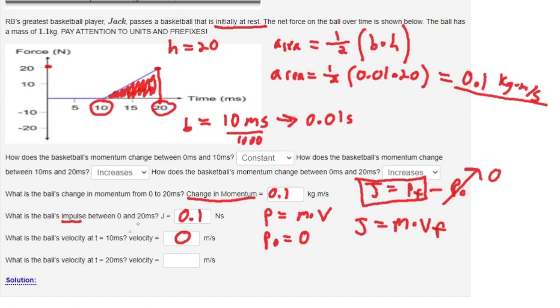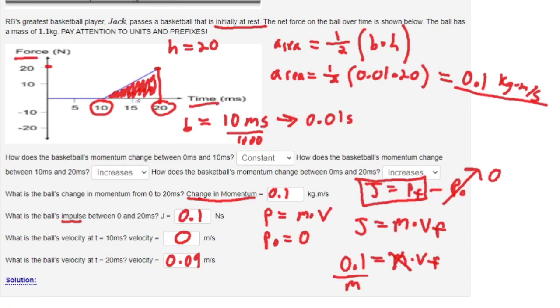What about 20 milliseconds? Well, in this case we do have some impulse, and the impulse here, like we said up above, is 0.1. If I plug that into my equation, I get 0.1 is equal to the mass of the ball times my final velocity. Divide by the mass, and I should be able to get the final velocity here. In my case the mass is 1.1, so if I did 0.1 divided by 1.1, I find out that the velocity of the ball at this point should be 0.09, and that's all there is to it.